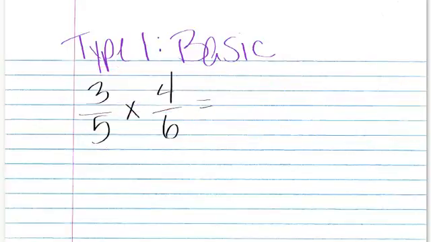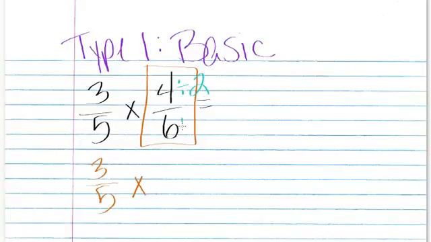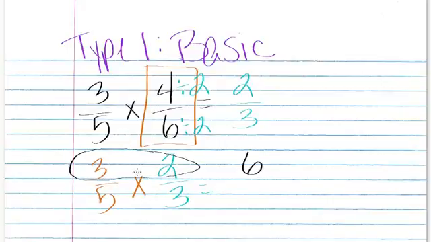Alright, let's revisit this fraction. I've backed it up, and I want to show you a shortcut. This 4/6 can be reduced. 3/5 cannot, so I'm going to keep 3/5 the same, and I'm going to reduce 4/6. 4 and 6 can both be divided by 2, so I'm going to get 2 over 3. So if I do 3/5 times 2/3, I'm going to get top times top is 6, bottom times bottom is 15.